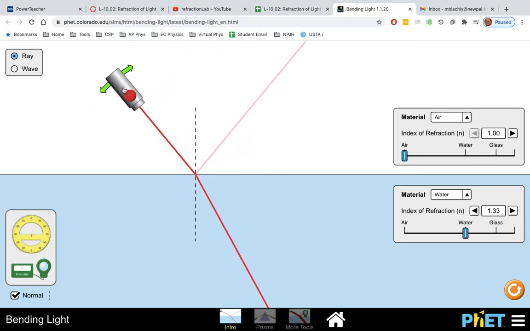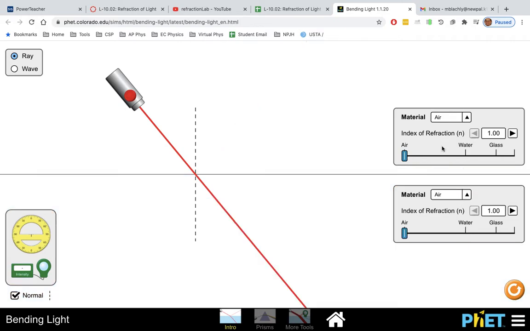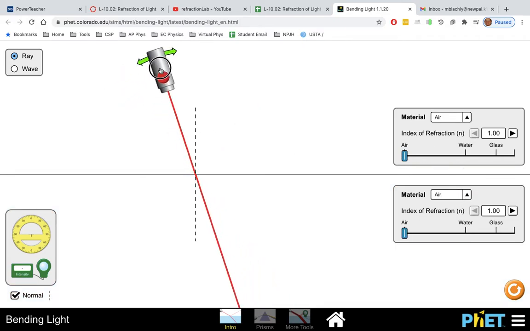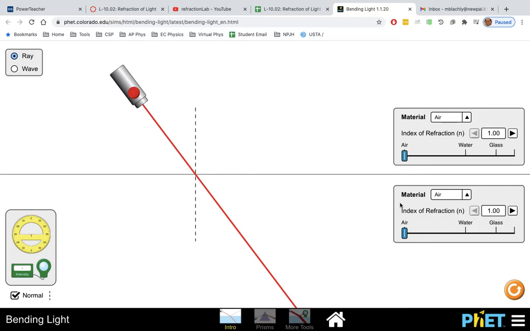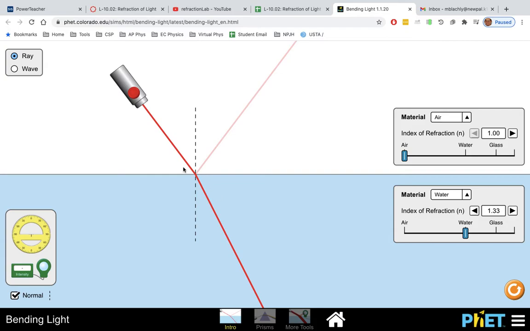And one of the things that happens when a laser beam or a beam of light strikes an interface, so this is air, and down here we have water, and you can set that over with these. So I have air, and if I had air and air, then the light beam would just go straight, okay? But if I go from air into water, so this is water, then the light beam actually bends. And the bending of light when it passes from one medium into another is called refraction.